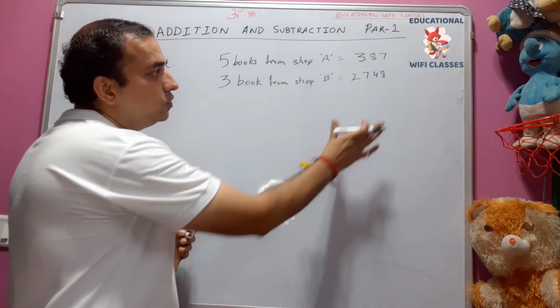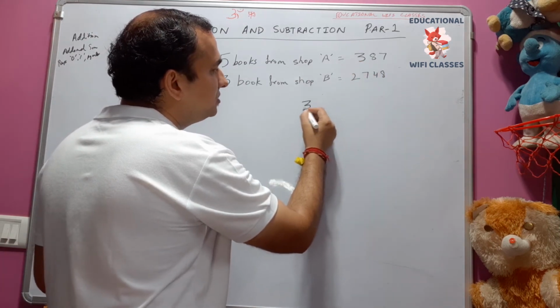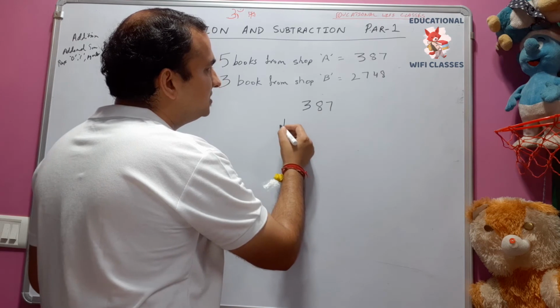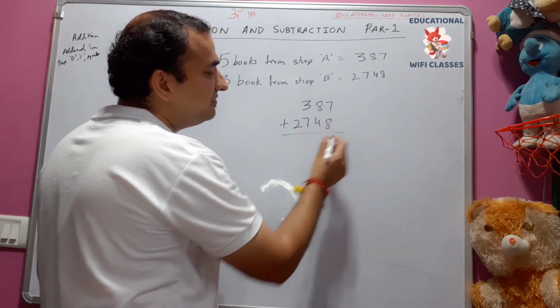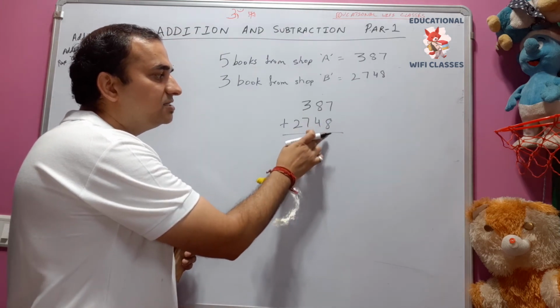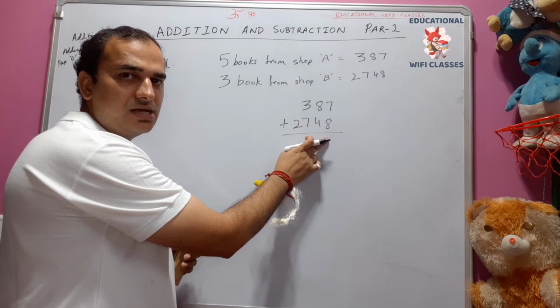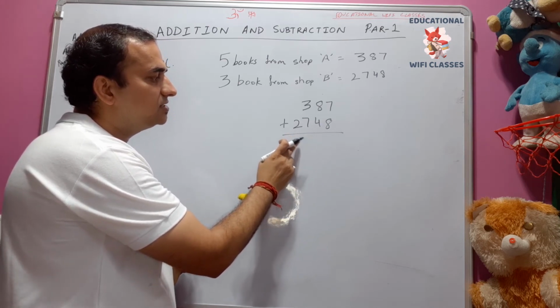So what are we going to do? We add the amounts. 387 plus 2748. Whenever we add, you see here we are following the place value. The digit in the ones place will go under ones, the digit in tens will go under tens, and the digit in hundreds will go under hundreds, and so on.